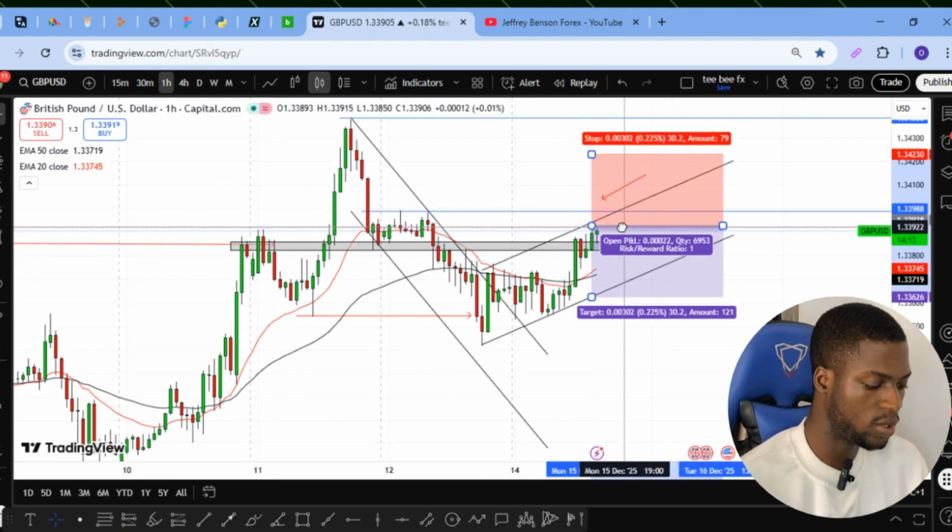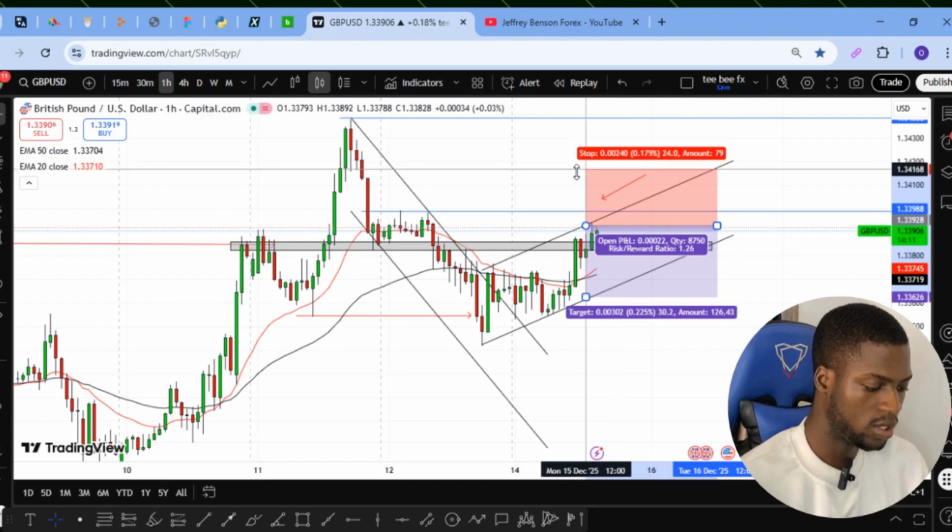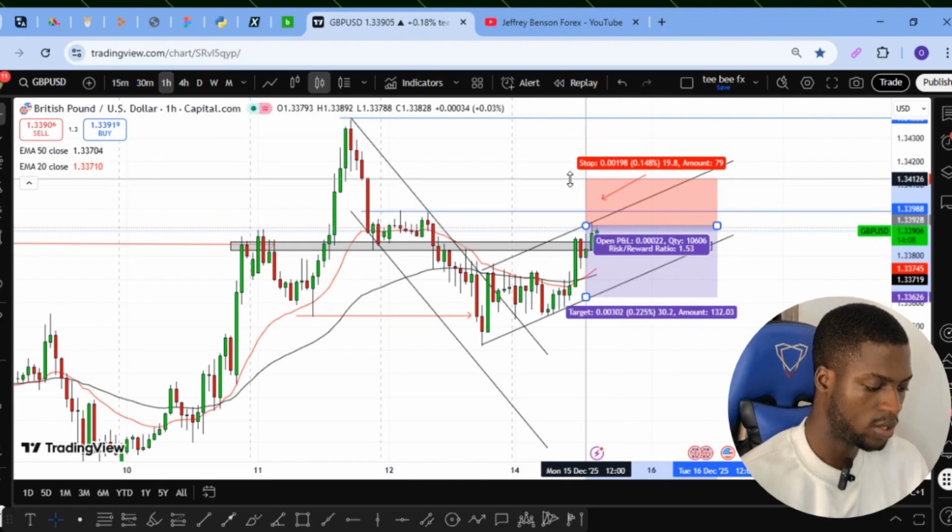So I went for shorts right above here, and I was using a 20 pip stop loss.